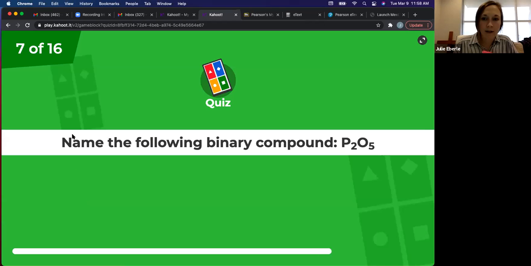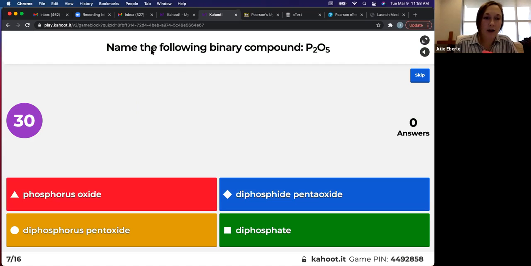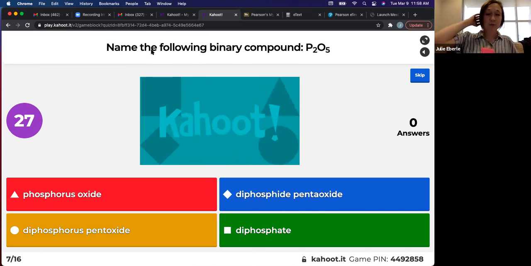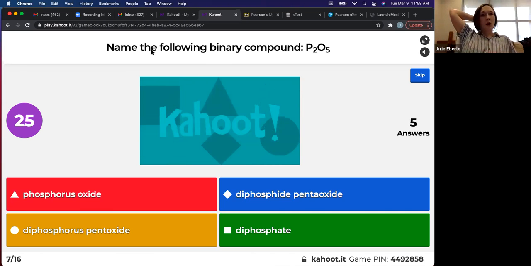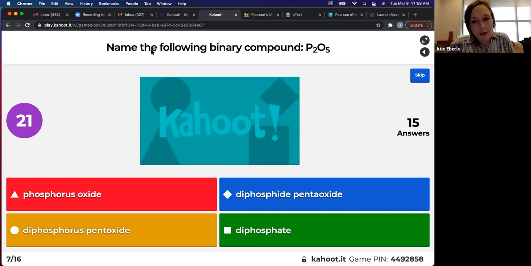Name the following binary compound, P2O5. So you need prefixes here. What's the prefix for 2 and what's the prefix for 5? And read the answer choices closely. There's 2 that look very similar.